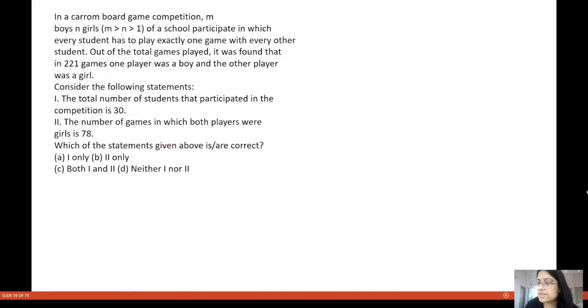So what is happening in this question? Let us understand once again. The question is saying to us that it is a carom board game competition, and in this competition there are m boys and n girls of a school, in which every student has to play exactly one game with every other student. Now out of the total games played, it was found that in 221 games, one player was a boy and another player was a girl.